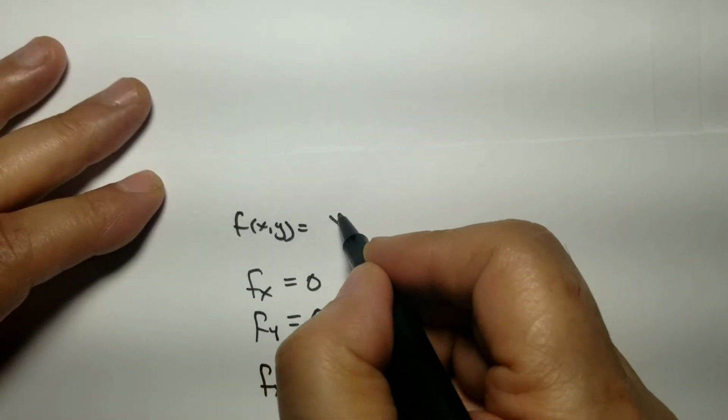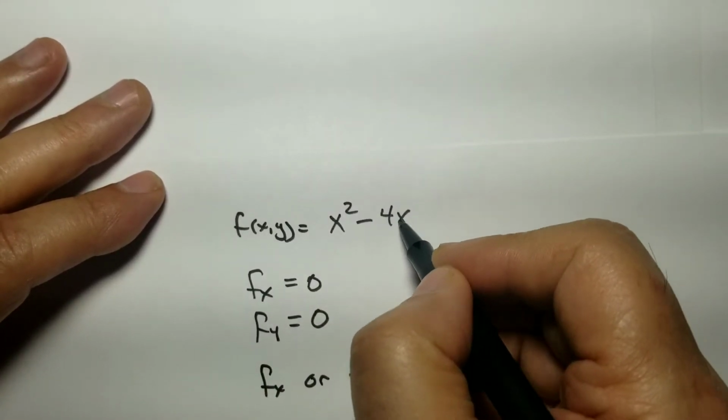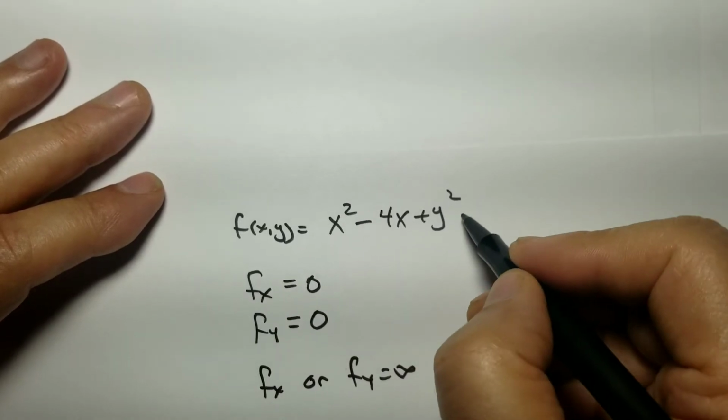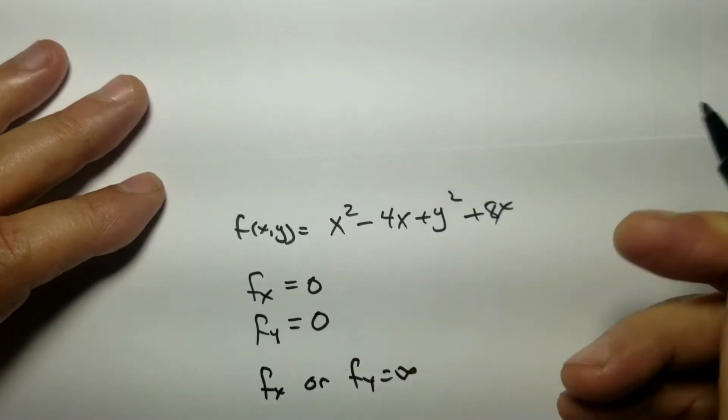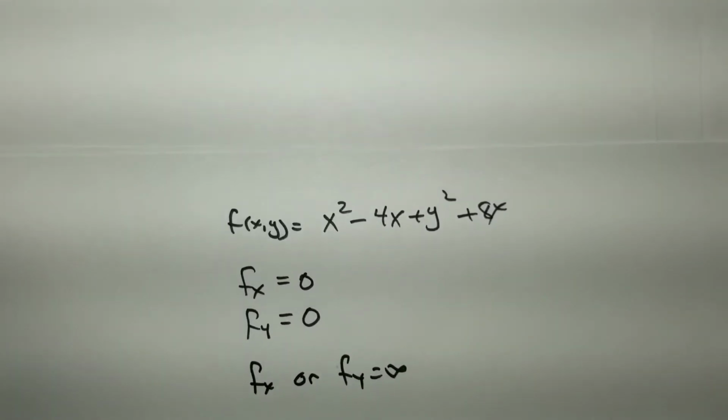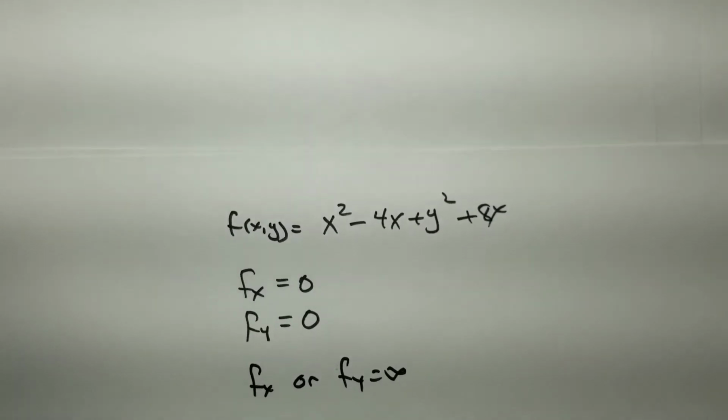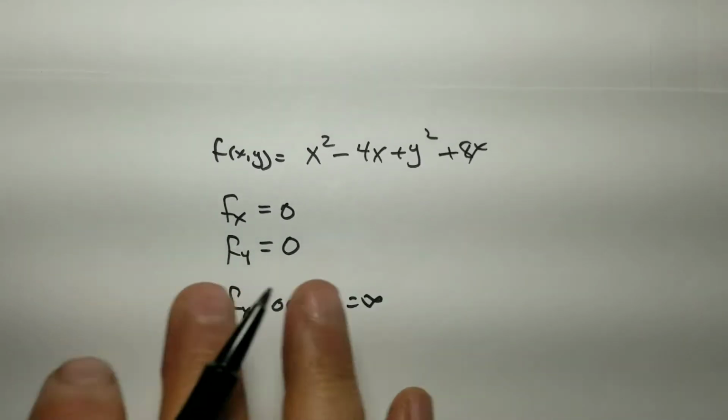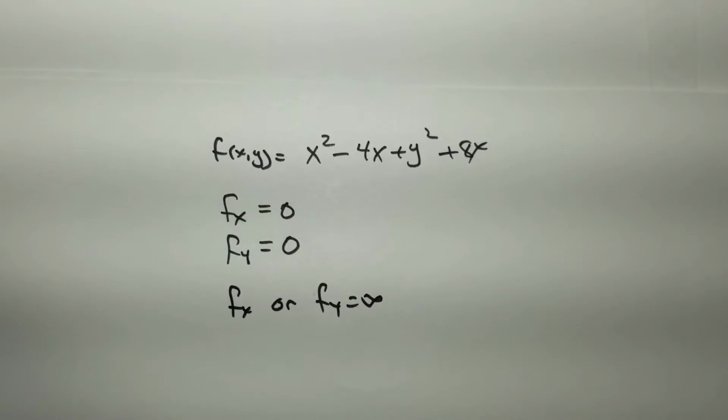I'm going to have a function of x squared minus 4x plus y squared plus 8y. And I'm going to say, I have no clue what that is. Would you tell me where I have a max? Where do I have a min? Do I have a max or a min?